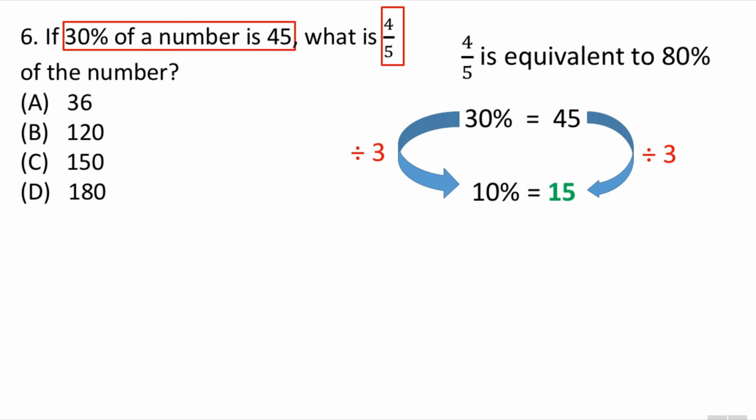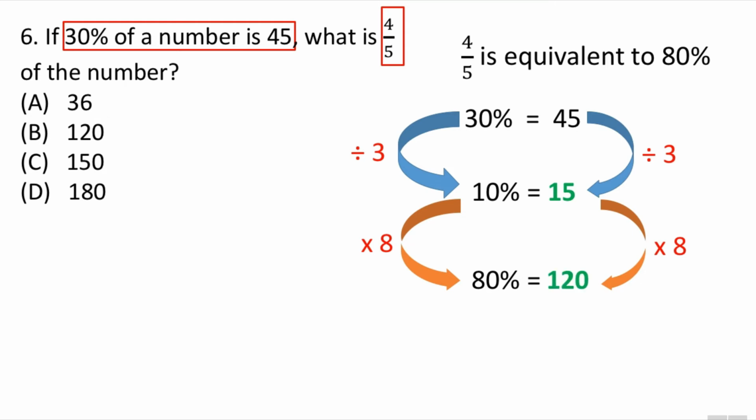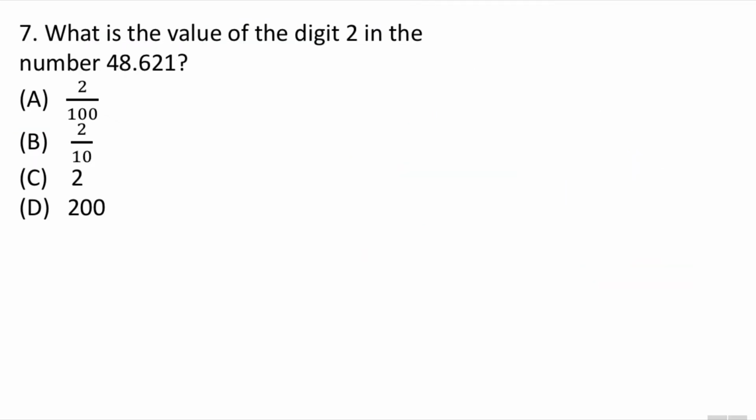It therefore means I can easily work out 80%. If I multiply that 10% now by 8, that will give me the 80%, which therefore means I can also multiply the 15 by 8, and that will give me what the 80% represents. So 15 times 8, that's equal to 120, which therefore means that 80% is equal to 120, which means that my answer is B. Now let's have a look at question 7.